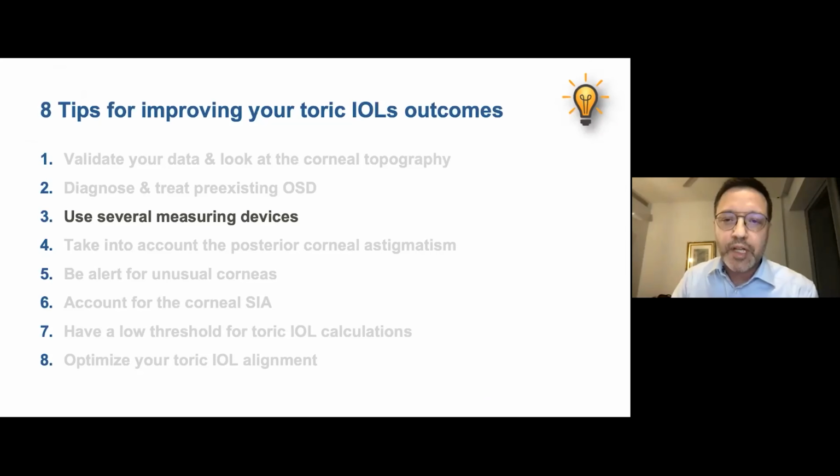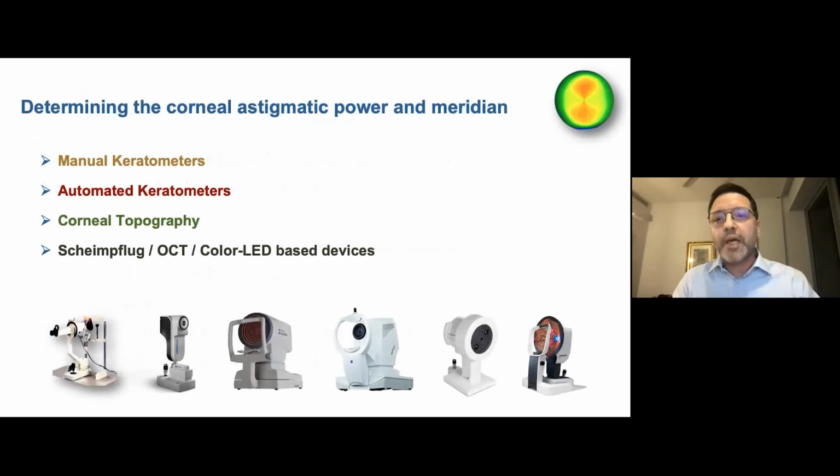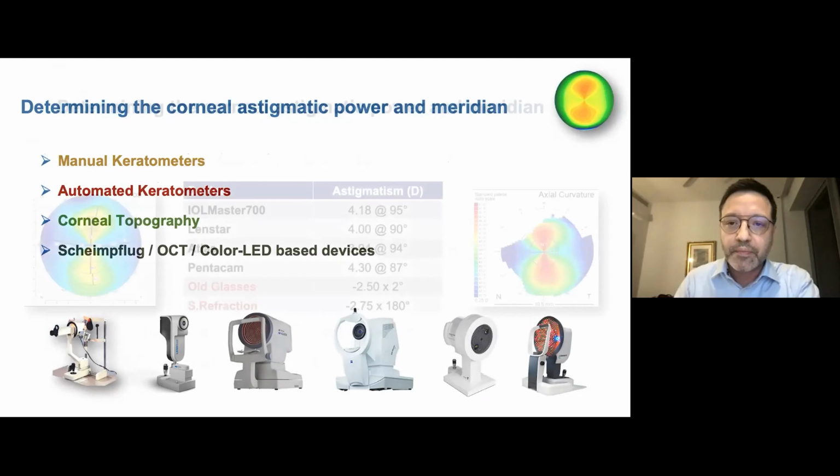So let's move to the next tip, and the next tip is to use several measuring devices. There are many devices using different technologies to measure the corneal astigmatism. When we use several measuring devices, it might keep us safe in case one device gets it wrong. So my advice to you is, if possible, use at least 3 measuring devices for this task.